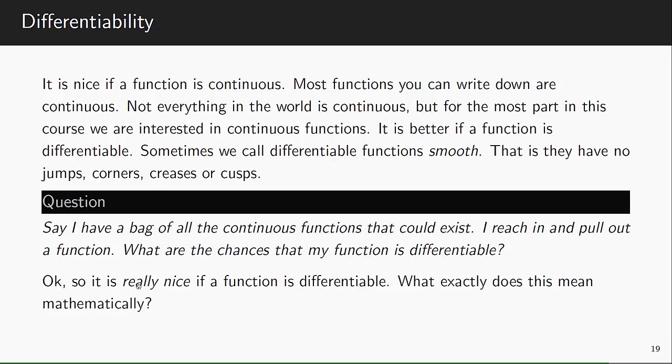All right, so it's really nice to have differentiable functions. What's so cool is that most of the functions we need to solve the problems we care about are differentiable. Although in some advanced physics classes, maybe Brownian motion, you can talk about some continuous but not differentiable functions.